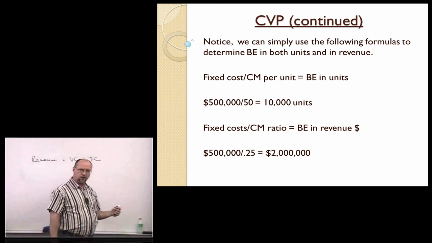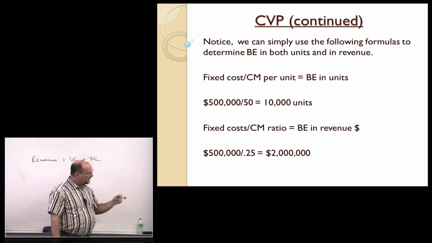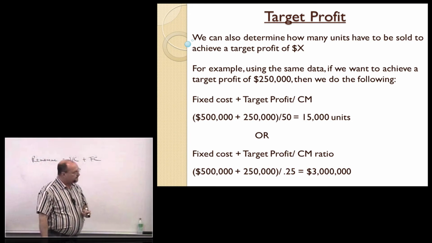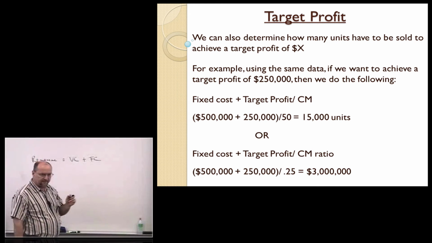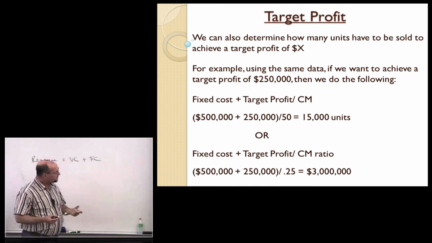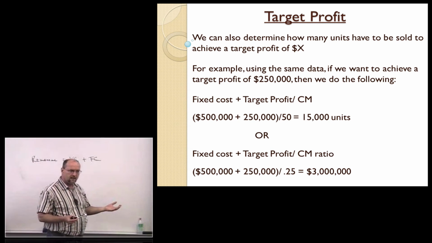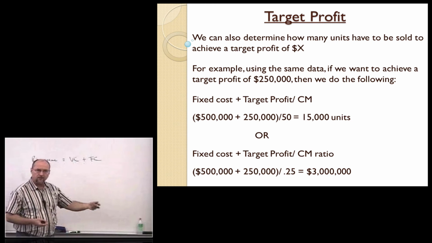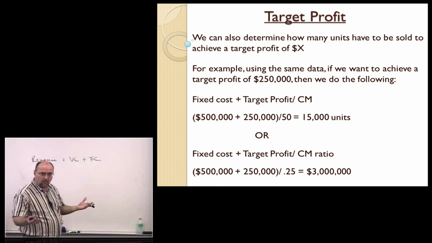So these are simply nice shortcuts that we can use to calculate break-even in units and break-even in dollars of revenue. From this, we can also factor in what we call target profit, and don't let fancy terms get you rattled. This simply says, hey, if I want to make $100,000 in profit, how many units do I have to sell? If I want to make $1 million in profit, how many more units would I have to sell? And we just do a slight modification of the formula, and we can figure this out.